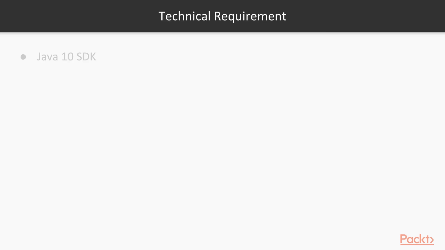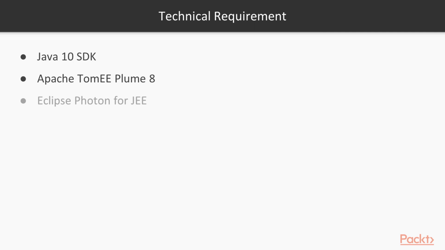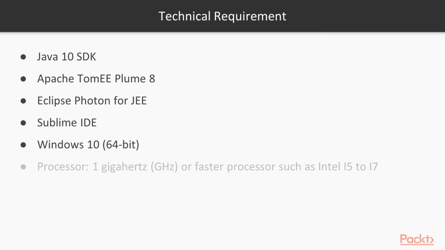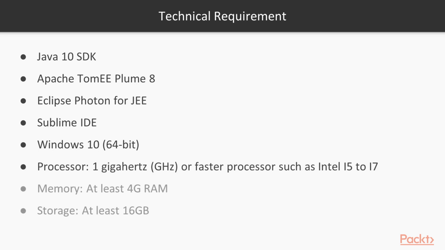All recipes will be running on the Java 10 SDK 64-bit and will be using Apache TomEE Plume 8 as the base application server. Also, we will be using Eclipse Photon for JEE as our development IDE, though some XML, HTML, and other property files will be opened using Sublime. We will be using Windows 10 64-bit with at least a 1 GHz processor and enough memory to accommodate our installation and files.